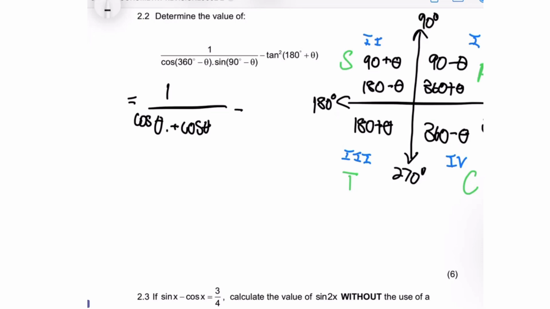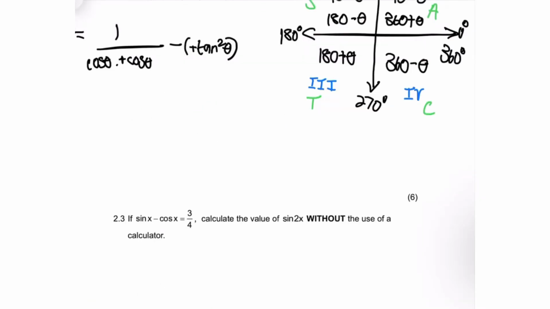Now, minus (180 plus theta). Which quadrant is that? That is in the third quadrant. Tan is positive there. So we're definitely going to have positive tan squared theta. Right? Now, what we then get is 1 over cos squared theta minus sine squared theta over cos squared theta, because tan is equal to sine over cos.